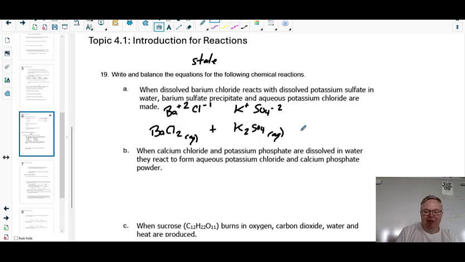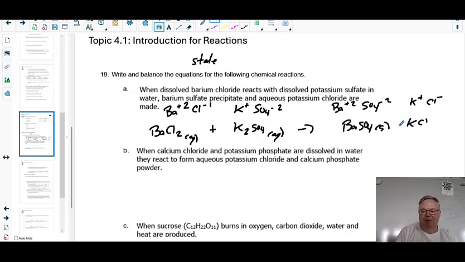Barium sulfate is the precipitate. Precipitate obviously means it's a solid. So I have Ba plus 2, barium, and sulfate. That's going to be barium sulfate, and that's our solid. And aqueous potassium chloride, so I got potassium chloride. There we go for that. And that's aqueous.